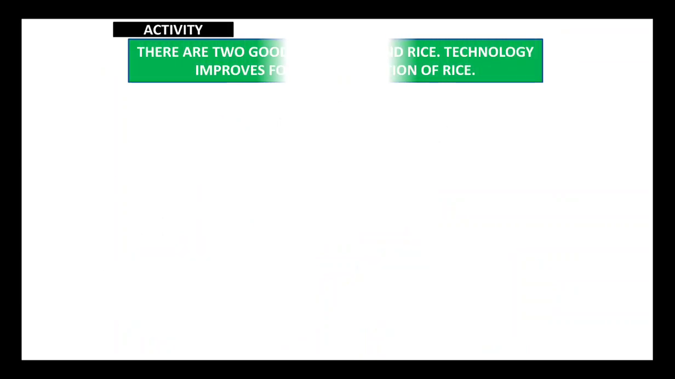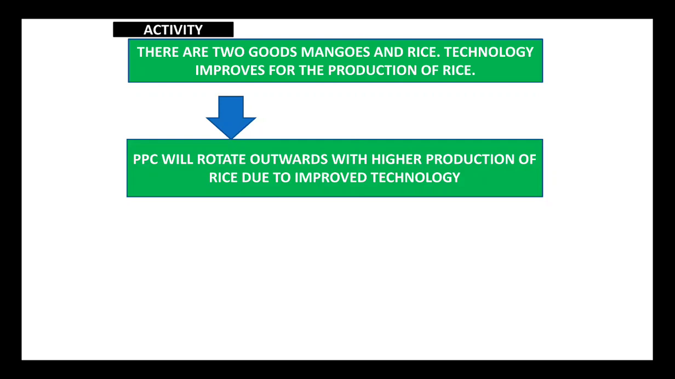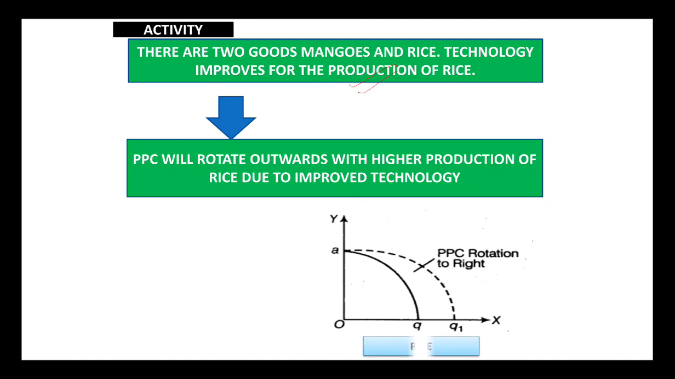Okay, let us understand this also with the help of some example. Let's say we have two goods, mangoes and rice, and the technology only improves for the production of rice. So the PPC will rotate towards the right only for the production of rice. So this is how it looks. The same way that I have made the previous slide we just understood. So exactly the same way the PPC will rotate right only towards the production of rice, since nothing is changing for mango, so it will stay at OA. Okay.